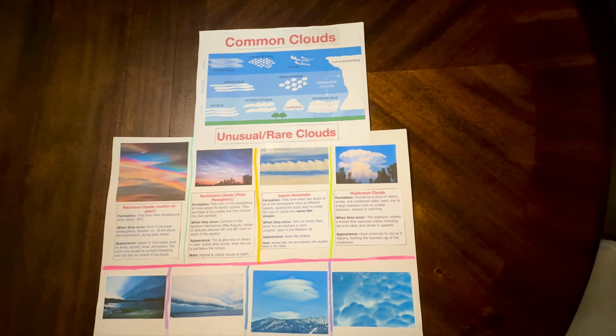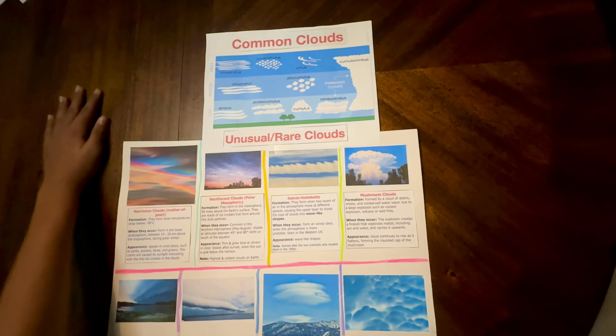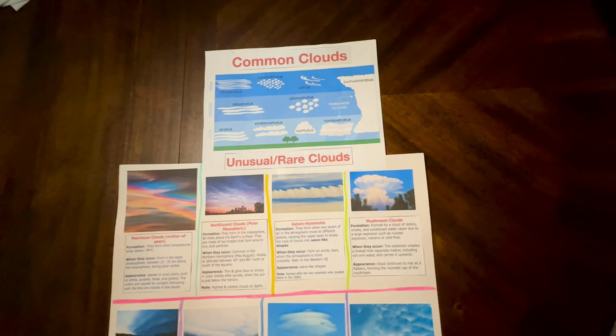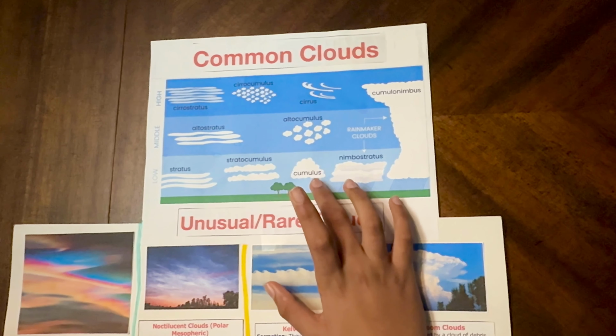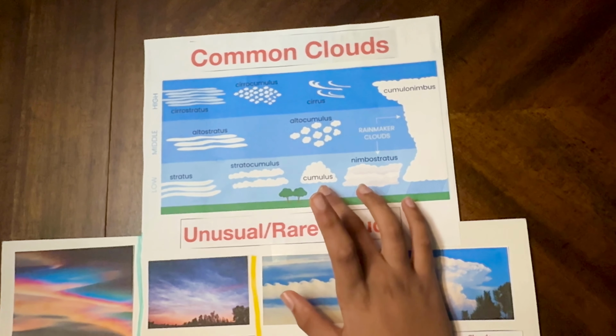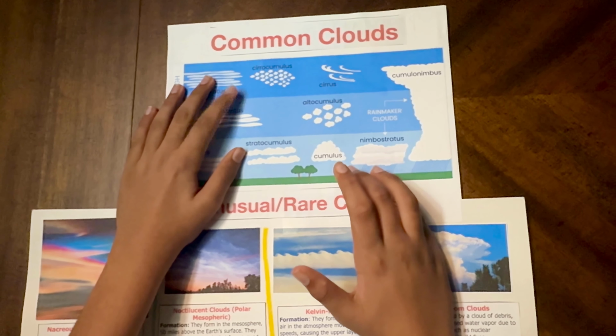In this video, we're going to be talking about different types of clouds. So first, let's start off with the common clouds. The first common cloud we're going to be talking about are cumulus clouds. Cumulus clouds are these big puffy clouds that are located in the lower part of the troposphere. Keep in mind that this entire area is located in the troposphere.